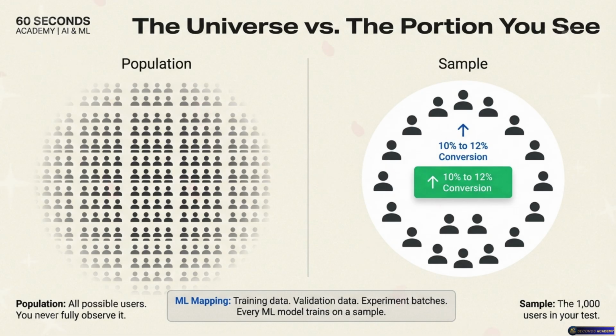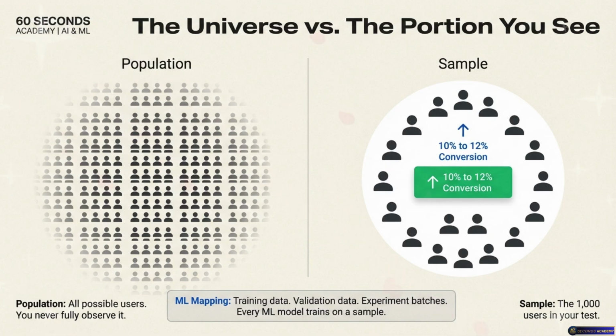First, we have the population. And we don't mean citizens of a country here, right? No, not at all. In statistics, the population is the entire theoretical universe of all possible data points for your specific problem space. In the context of your e-commerce case study, the population is every single person who currently uses your website, plus every single person who will ever use your website tomorrow, next month, and 5 years from now.